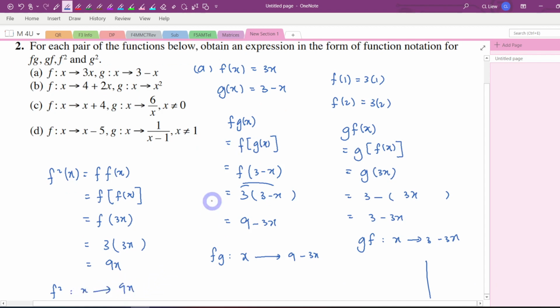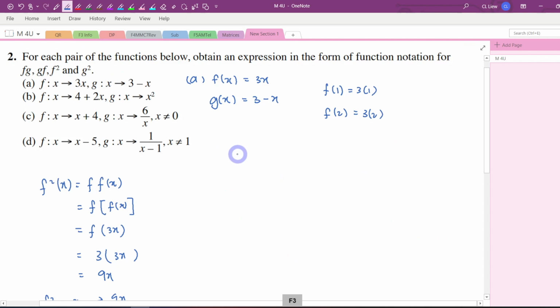Okay, now let's go to the last one. g of g of x, 2 times of the function g.